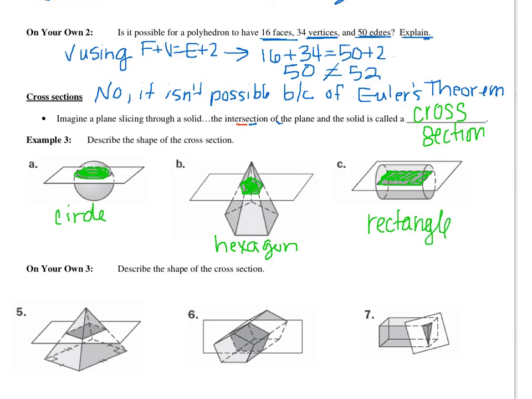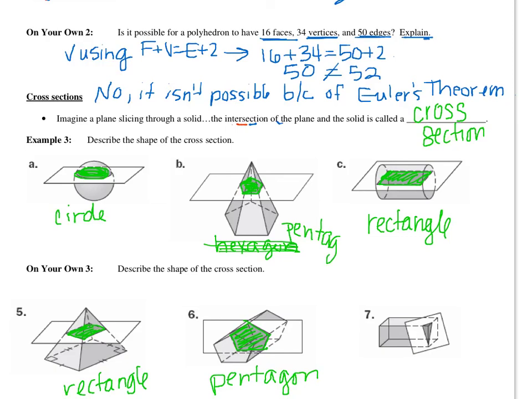So you pause it and try these last three. Okay, for these ones, my plane is cutting right here, and that's going to be a rectangle. For number 6, my plane cuts through and forms this right here, and that's another pentagon. This isn't a hexagon, that's a pentagon. And then down here, it's cutting through this little piece in the corner, and that is a triangle.